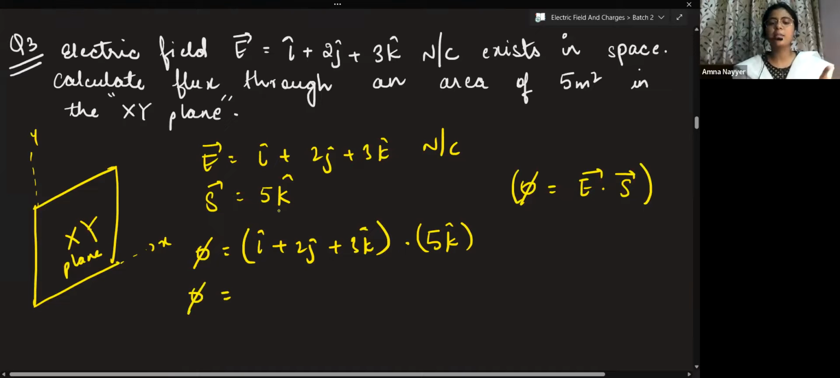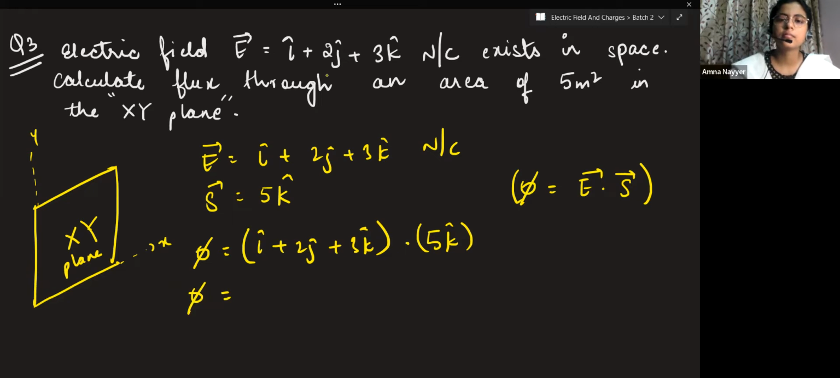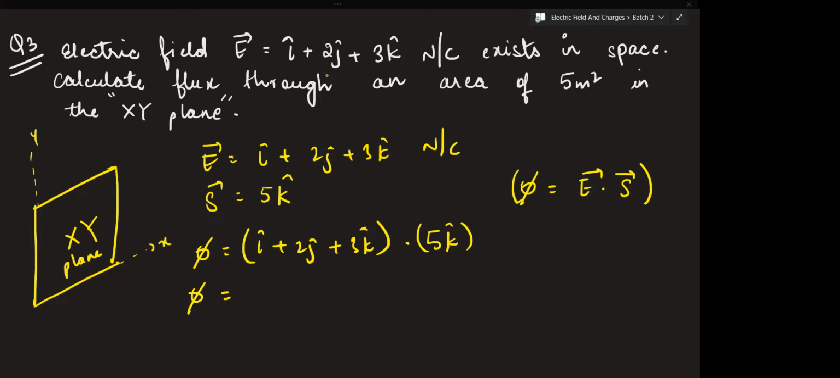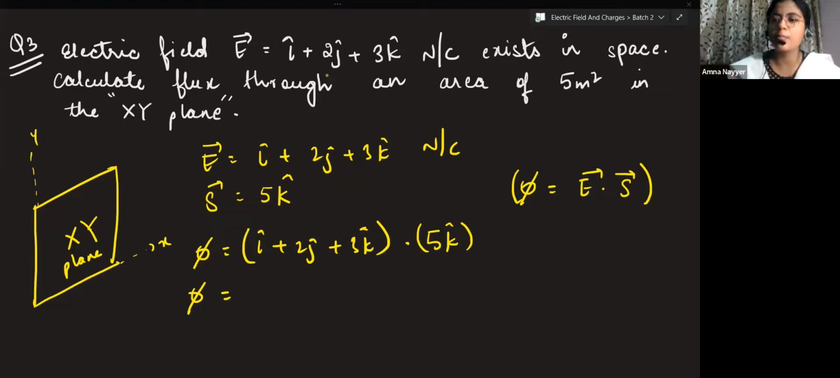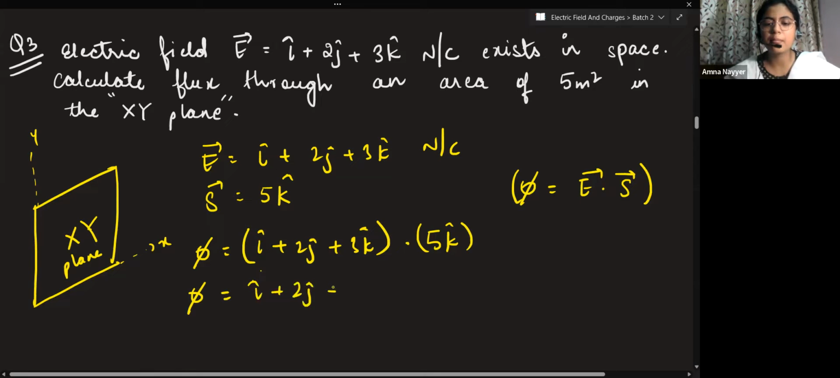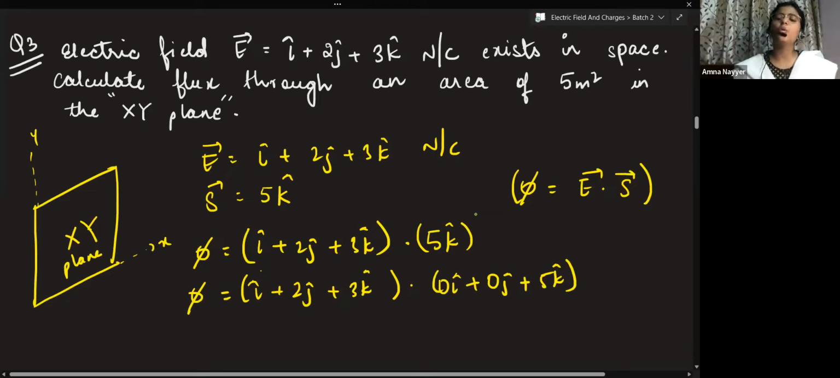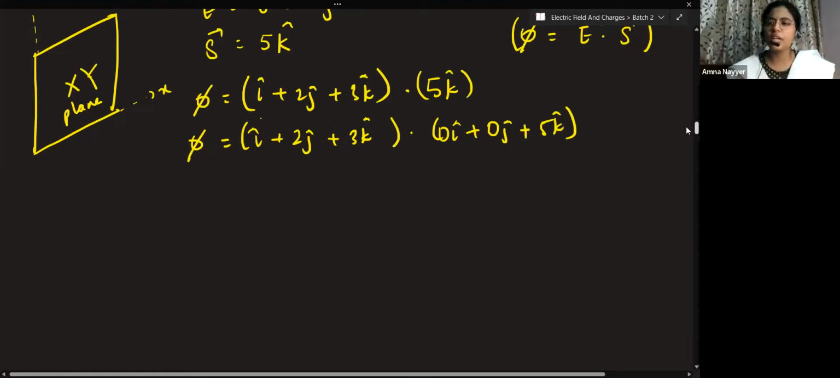See, I cap's coefficient is 1 in the electric field. What is the coefficient of I cap over here? 0, because there is no I cap. Basically, this means I cap plus 2J cap plus 3K cap, dot product with 0 I cap plus 0 J cap plus 5K cap. When only 5K cap is mentioned, nothing else is given, that means you have 0 I cap and 0 J cap, because other vectors are not there. That's why they have not been written.